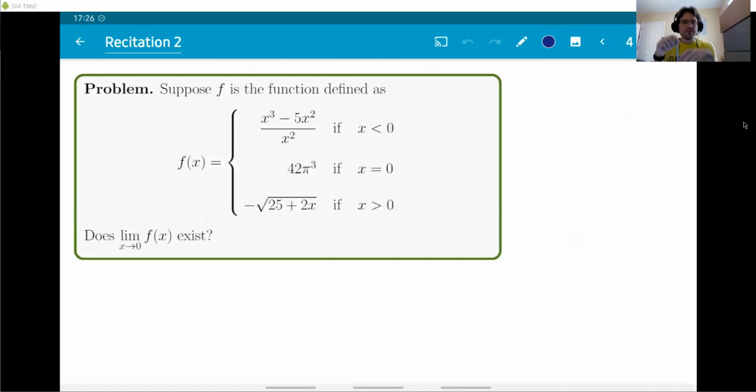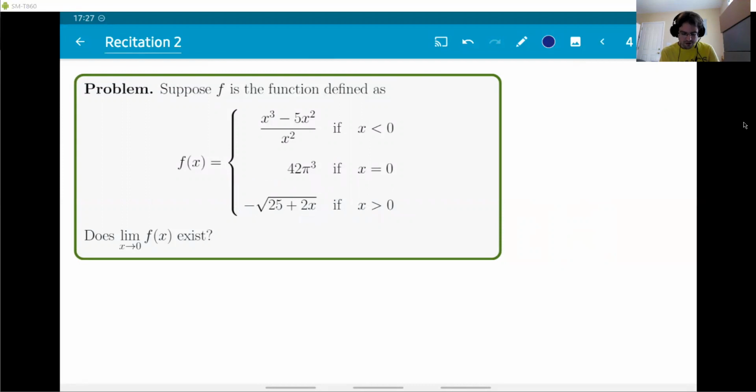Next example, here is a piecewise function. They're asking whether the limit at 0 exists. Let's take a look at this function. It's some expression which is a rational function when x is negative. Then it has an absolutely crazy value at the number 0, 42 pi cubed. And then for positive x, it is a negative square root.